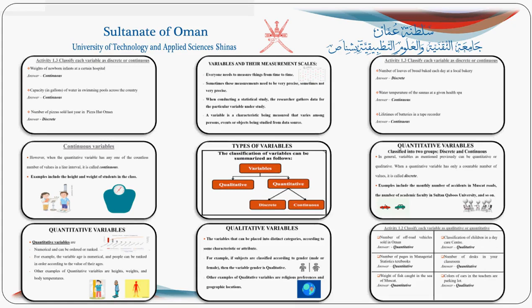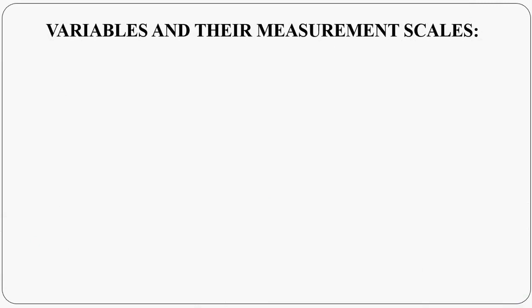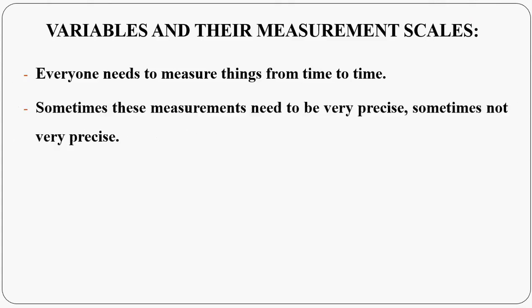After understanding the branches of statistics with simple case studies and examples with regards to population and its sample size, now in this session I am going to explain variables and their measurement scales with simple activities and examples. Let us first understand what is the meaning of variables and its types. Everyone needs to measure things from time to time. Sometimes these measurements need to be very precise, that is clear, sometimes not very precise.